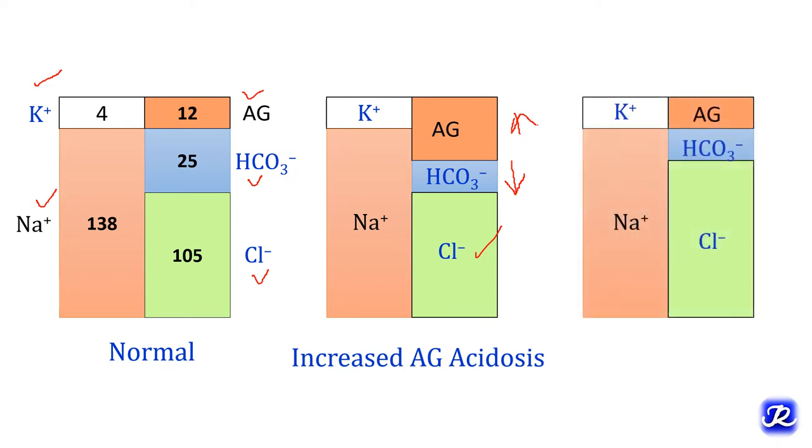What happens in normal anion gap acidosis? In metabolic acidosis, there is decreased bicarbonate ion concentration. So to maintain electroneutrality and the anion gap, the chloride concentration is increased. So when decreased bicarbonate is associated with increased chloride ion concentration, the anion gap remains normal, and the condition is called normal anion gap acidosis.